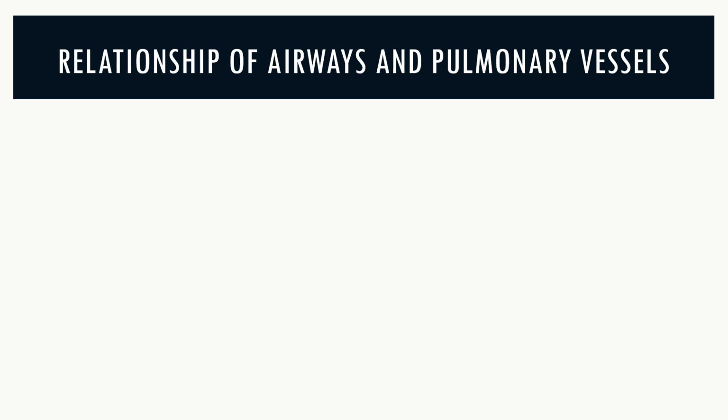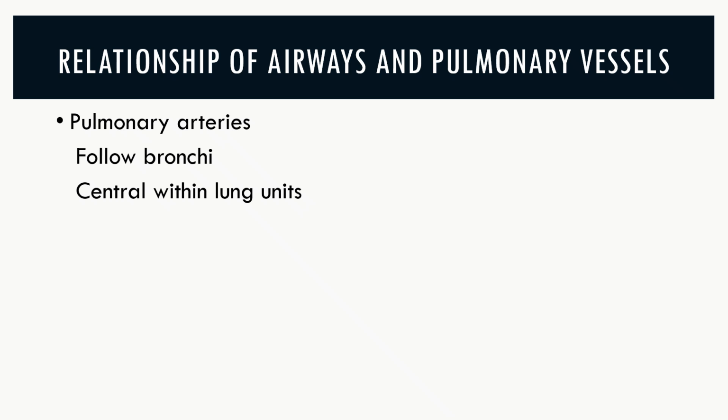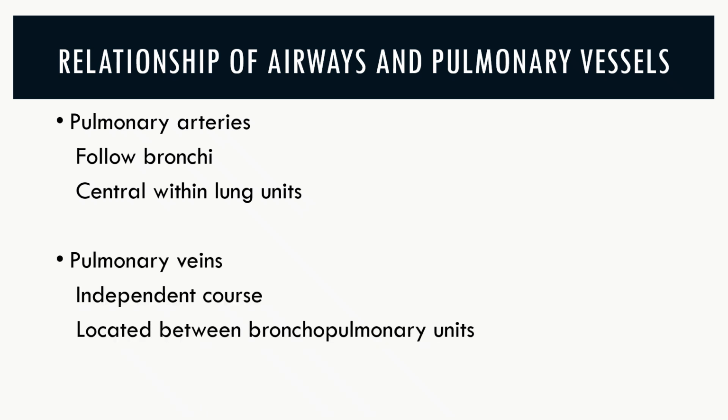Relationship of airways and pulmonary vessels. Pulmonary arteries follow bronchi and remain centrally located within lung units. In contrast, pulmonary veins follow an independent course and are located between bronchopulmonary units. These veins drain blood from multiple adjacent units.